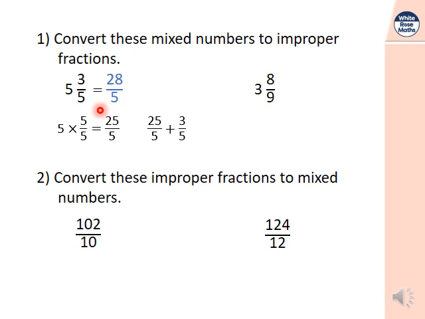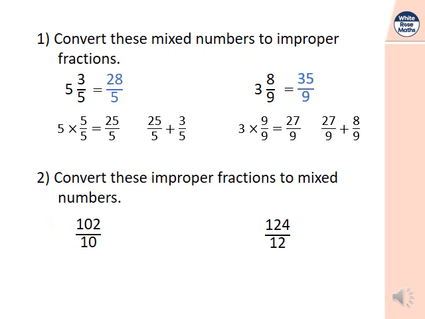And the same we could do for our 3 wholes and 8 ninths. We could do 3 times 9 ninths, which is 27 ninths, because 9 ninths is our whole. Then 27 ninths plus 8 ninths gives us a total of 35 ninths. And then for part 2, it said convert these improper fractions to mixed numbers.